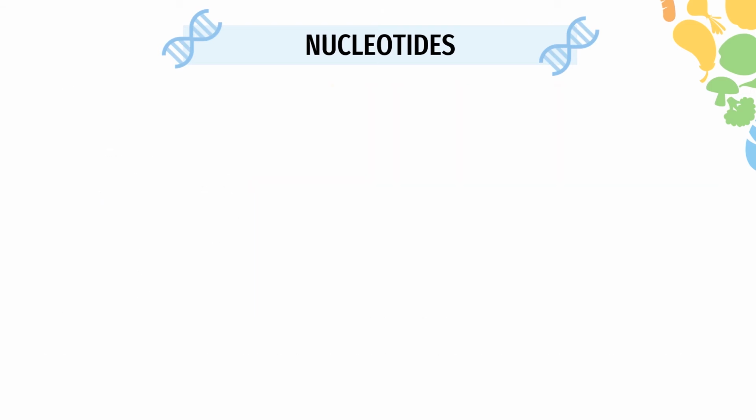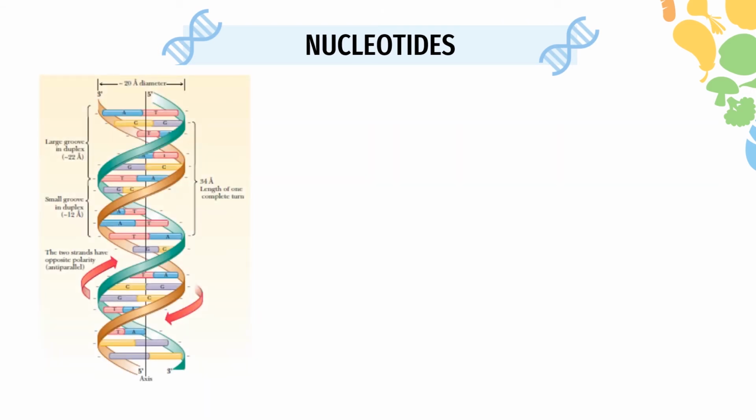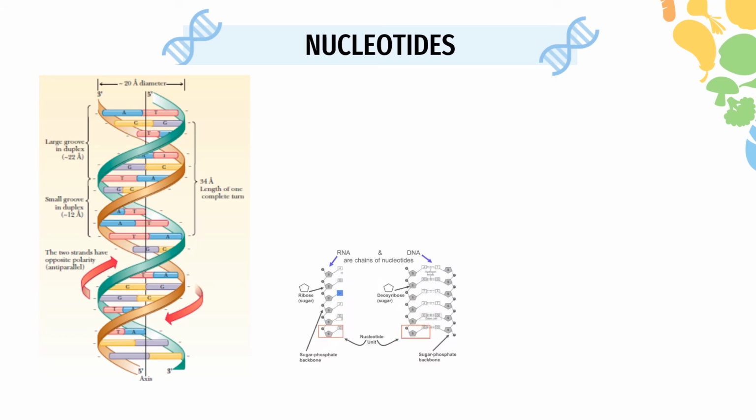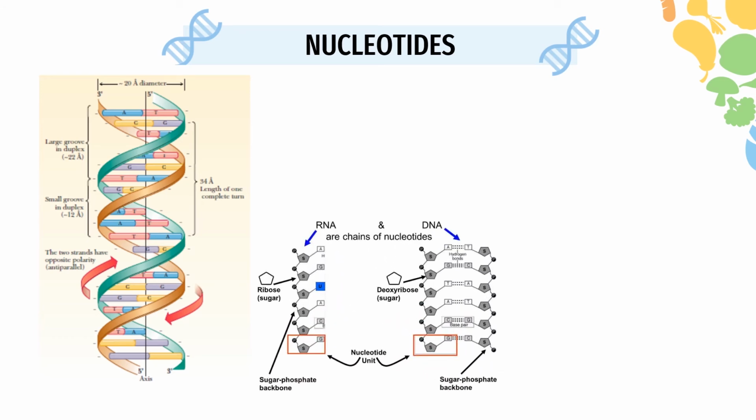Now let's talk about DNA. DNA has a double helix structure with sugar and phosphate on the outside of the helix, forming the sugar-phosphate backbone of the DNA. The nitrogenous bases are stacked in the interior in pairs, like the steps of a staircase. The pairs are bound to each other by hydrogen bonds.